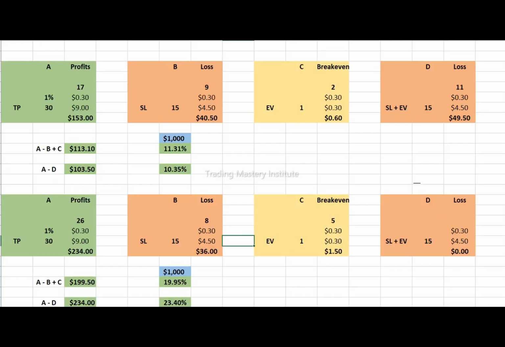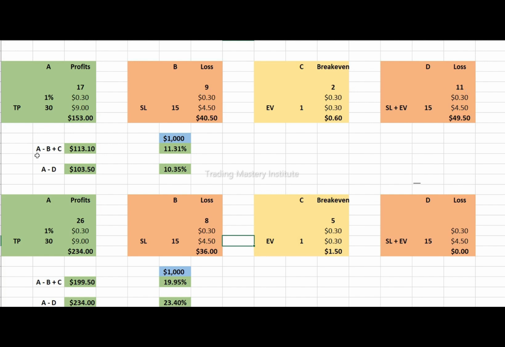Okay guys, this is the result. So total for the second week of the month, we have 17 winning trades, 9 losing trades, and 2 break even. So if we were to take these break even trades as losing trades, we have 9 plus 2, so total is 11. This is to simulate the maximum drawdown.